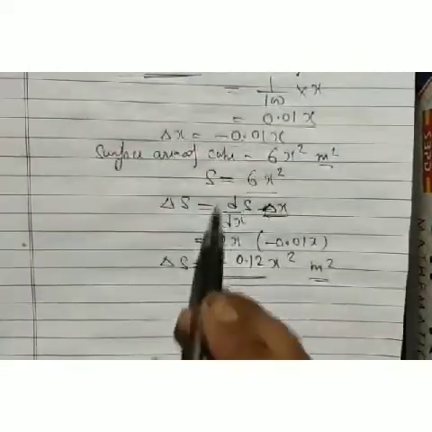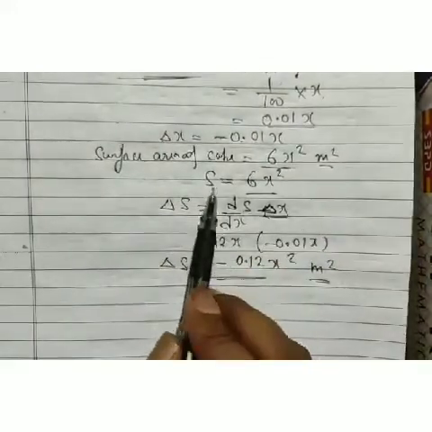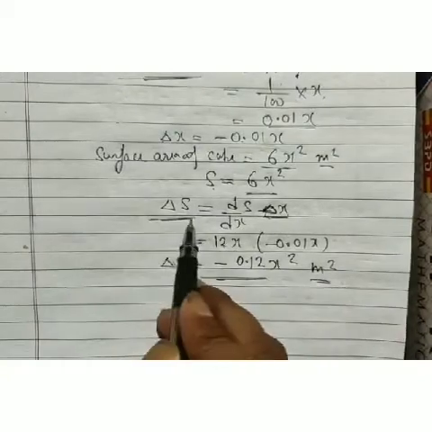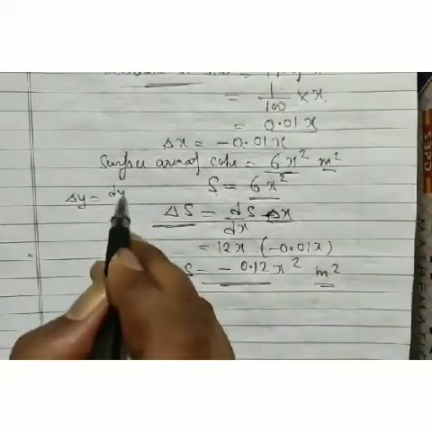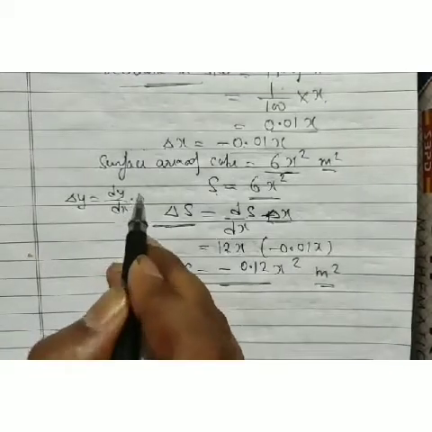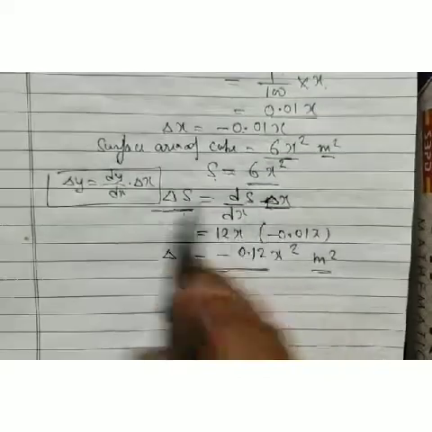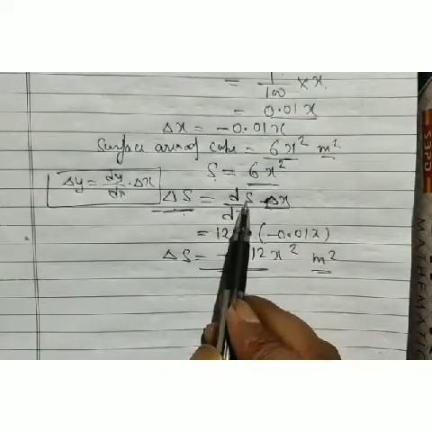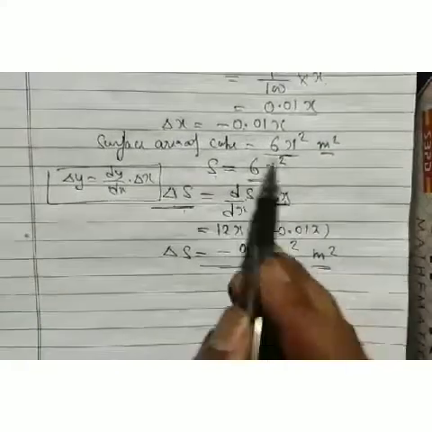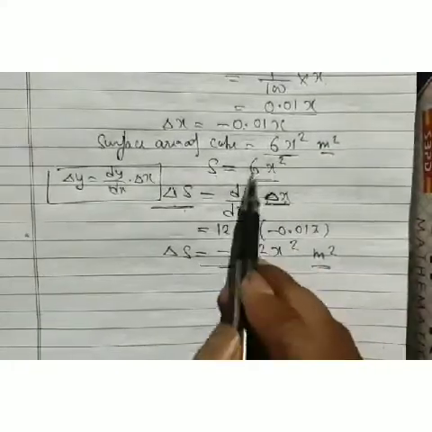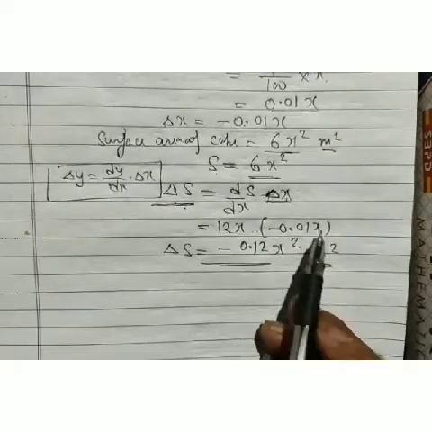We have to measure the approximate change in surface area of the cube. Our surface area of cube is 6 into side square. Then our s is 6x square. Now we are using our formula: del y is given by dy/dx into del x. Using this, we have to measure the change in surface area. Similarly, we get ds/dx into del x. ds/dx of surface area is 12x, and the value of del x is minus 0.01 x.